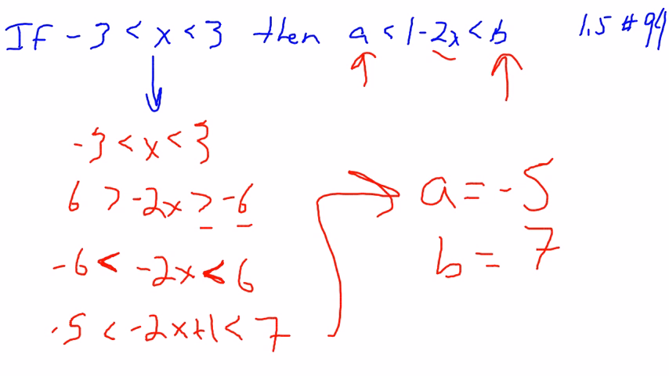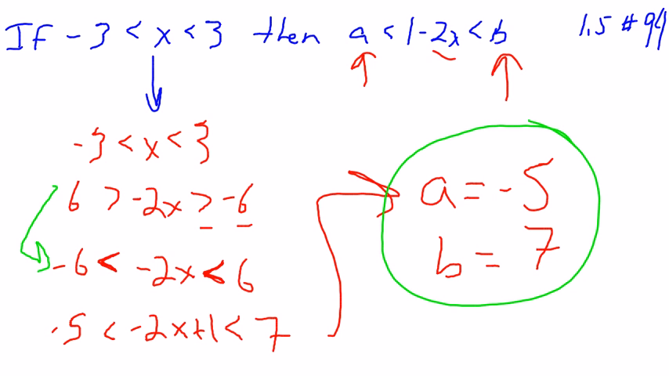If I hadn't switched it between these two steps, if I hadn't rewritten it, then I could have easily said that a was the 7 and b was the negative 5, which is not true. So you need to make sure you do that. That's that answer.